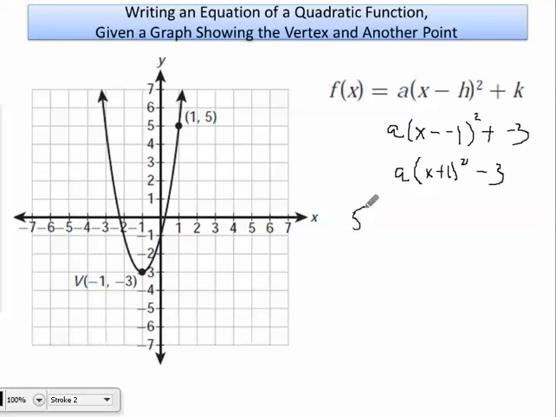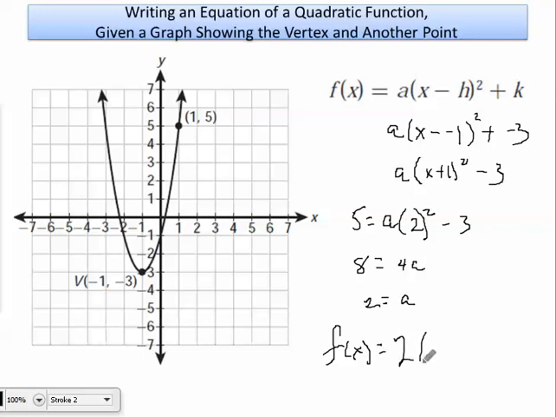So 5 is equal to a times 2 squared minus 3. So add the 3 to both sides. I get 8 is equal to 4a. Dividing by the 4, I get a is equal to 2. And I can write my entire equation now. F of x is equal to 2 times x plus 1 quantity squared minus 3. That would be my final equation.